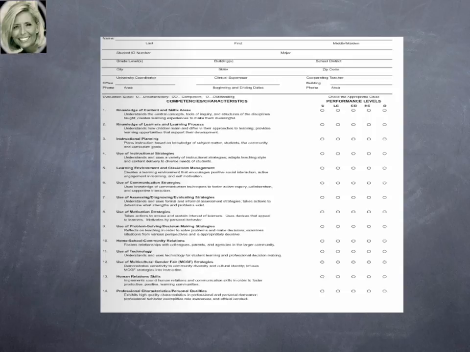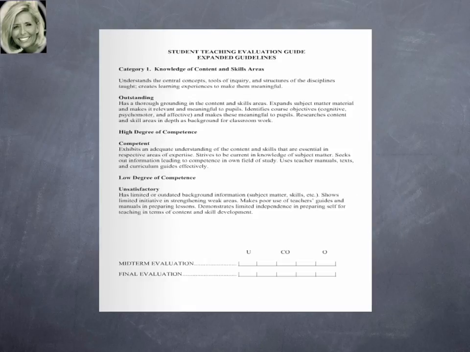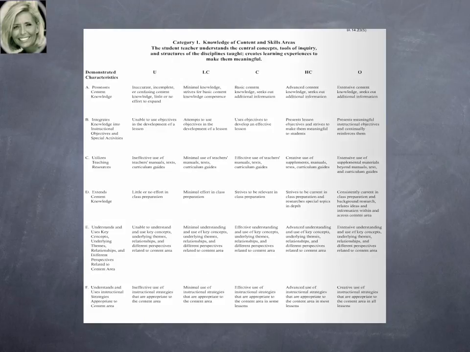You will note that the final evaluation looks exactly like the midterm evaluation. The only difference that we should possibly see here is that we're hoping that the student teacher has made some improvement or is showing some other higher characteristics in each of those categories by the time they're done with their placement. And again, each one of those categories is written out in a narrative to help you with your marks where you want to put your student teacher. And then there's also the rubric for each one of those categories as well to help you with your decision making in giving that evaluation.